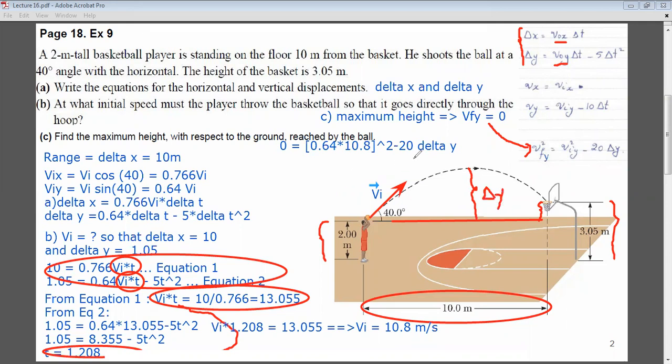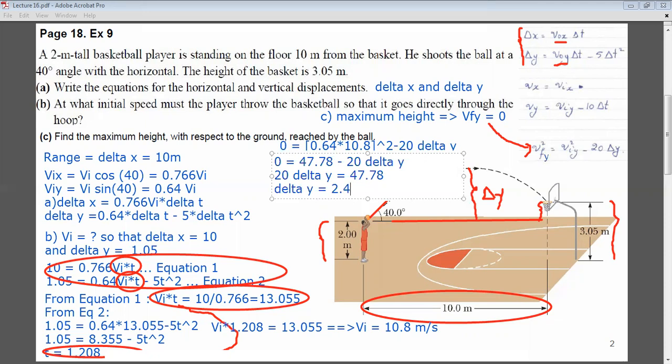Okay, I continue the equation. So in numbers, I have 0 equal 47.78 minus 20 delta Y. I take delta Y to the other side, 20 delta Y equal 47.78, which implies delta Y equal 2.4.